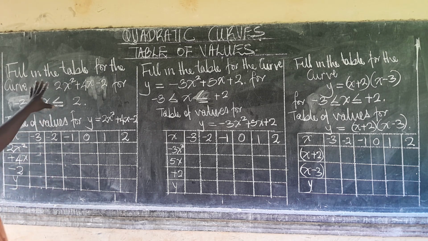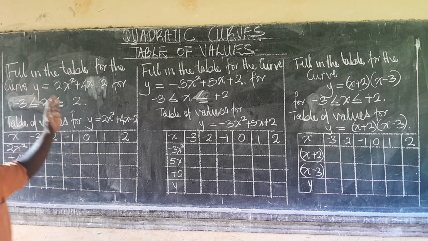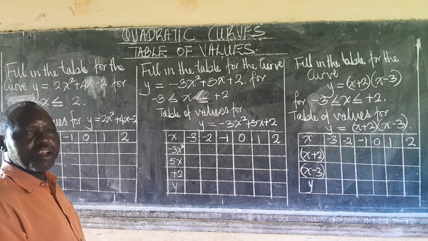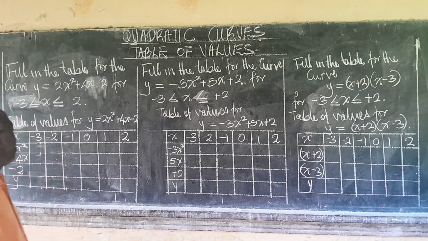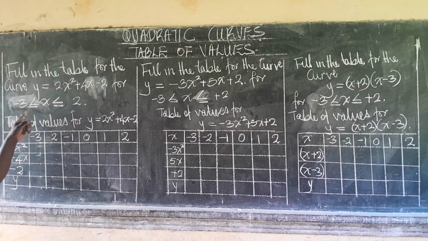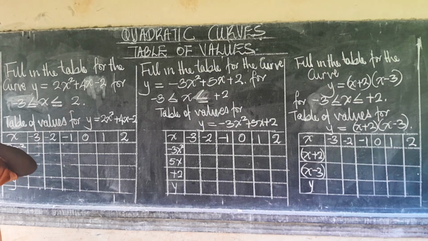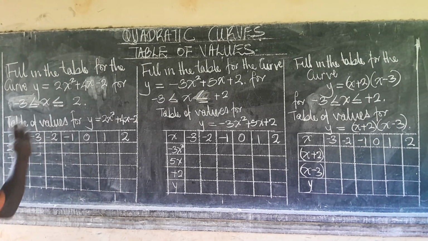Why are we doing this? Because if we are to sketch the curve, we have to get values of x and the values of y. We get them from these tables. When you look at this sign, this is less than or equal. It means that negative 3 is inclusive as well as 2 is inclusive. Therefore, we go straight to the table.